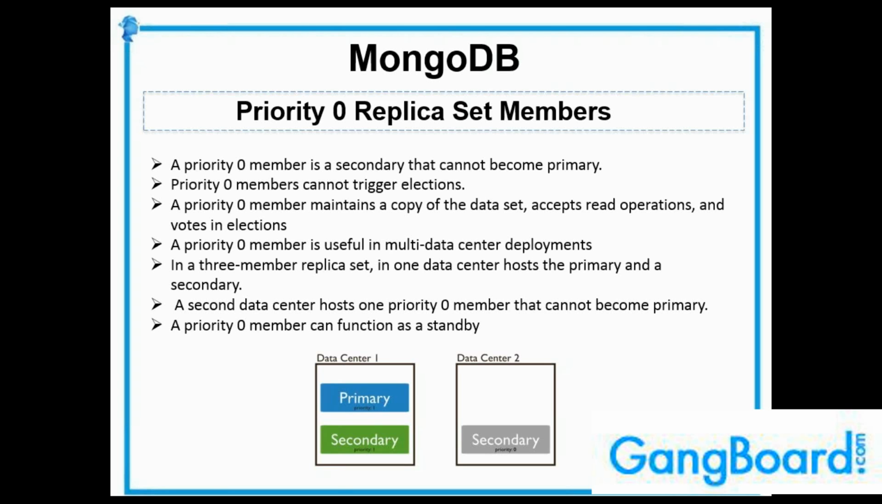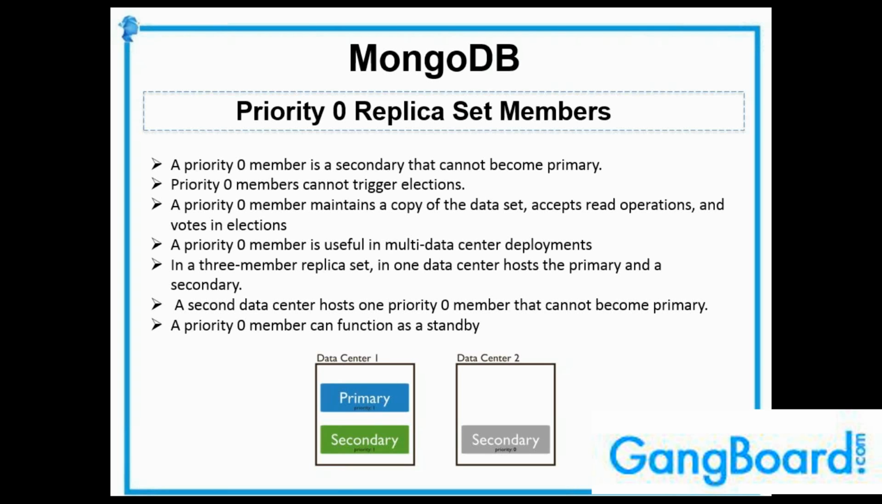That primary will become a secondary, because it has a priority less than the other node's priority. Okay, got it. And these priority 0 secondary members can't even vote. Yeah, they cannot participate in the elections as well.